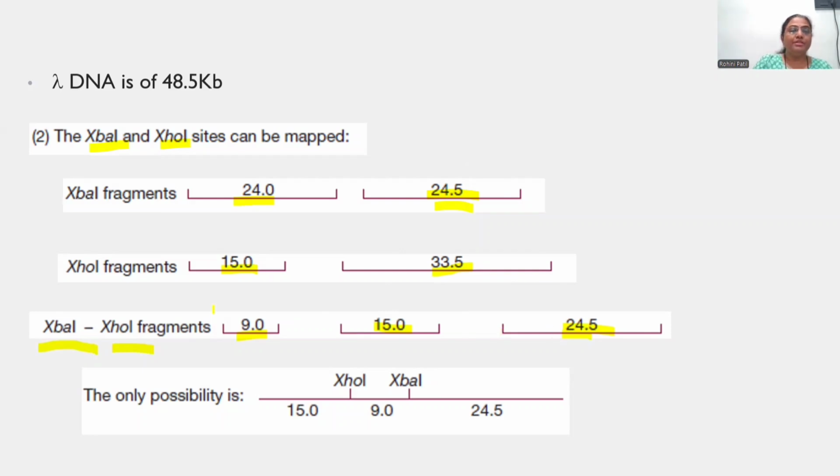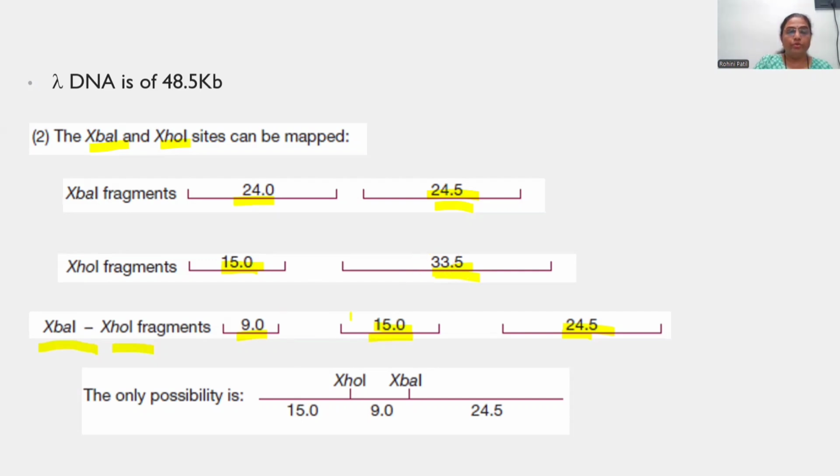Now, secondly, when you look at XhoI, it has the 15 kb fragment in the single digestion, and in the double digestion there is also the presence of the 15 kb fragment. But in the single digestion with XhoI, the 33.5 kb fragment is formed. So we have to arrange the restriction fragments in such a way that you get this 33.5 kb fragment.